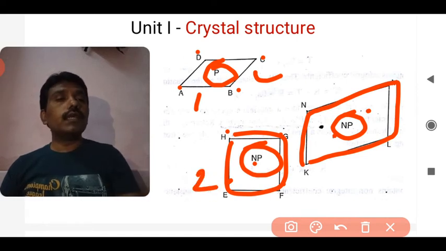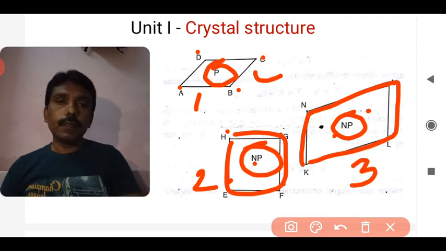As far as the third one, KLMN, is concerned, this one is also a non-primitive unit cell. Here in this case there are 2 points on the surfaces at the center. That means this type of non-primitive unit cell has the effective number 3.